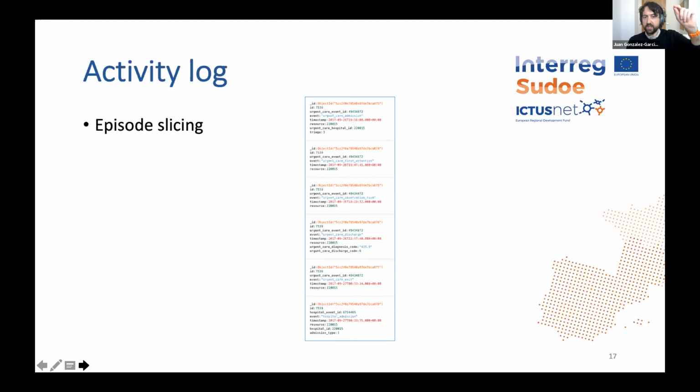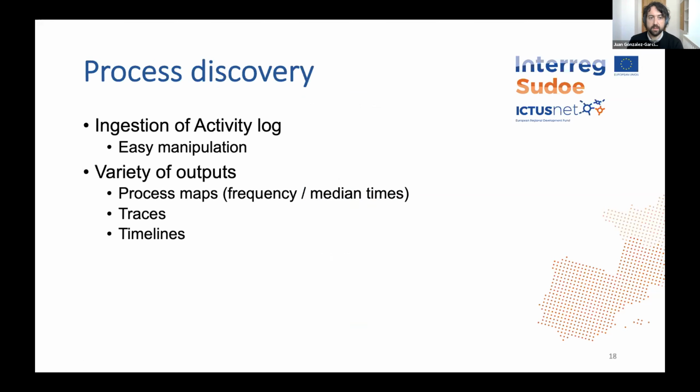We can also include some resources, the hospital or some other elements, but the bare minimum elements in an activity log are which episode, of which patient, which activity, at which time. This is what is stored in the activity log. This comes from the patient history, and then this is what we use to finally feed the process mining, which is the next slide.